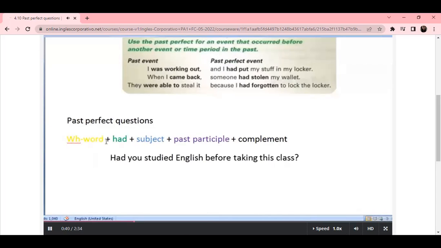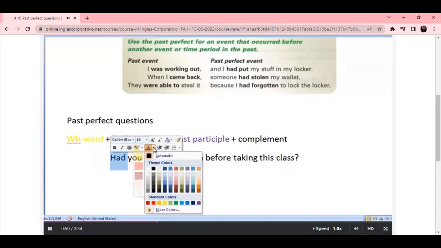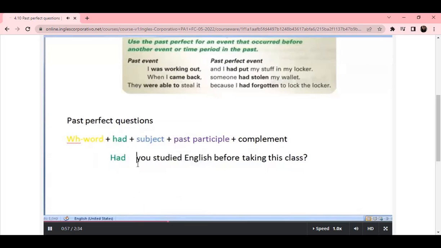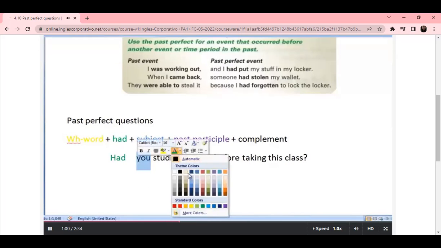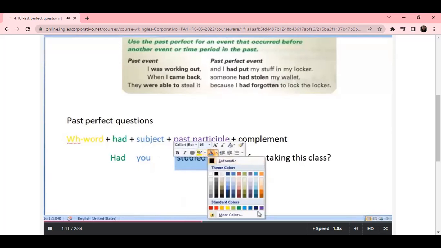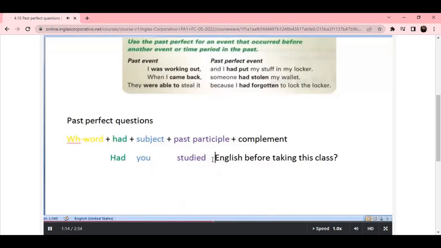So first of all, if we have a yes or no question, I will start by using had. That's the auxiliary verb, all right? And I'm going to go ahead and color that real fast just to make sure that we are understanding this particular topic. I think I'm using green color there. And then this follows the subject. In this case, it happens to be you. So let me put a little blue color there. Then we will use the past participle of the verb that we're using. So in this case, it's the verb study. And then we have a complement. So that in black, you see that that's the complement of this particular question. So the question is, had you studied English before taking this class? Right? That's how we form a yes or no question.